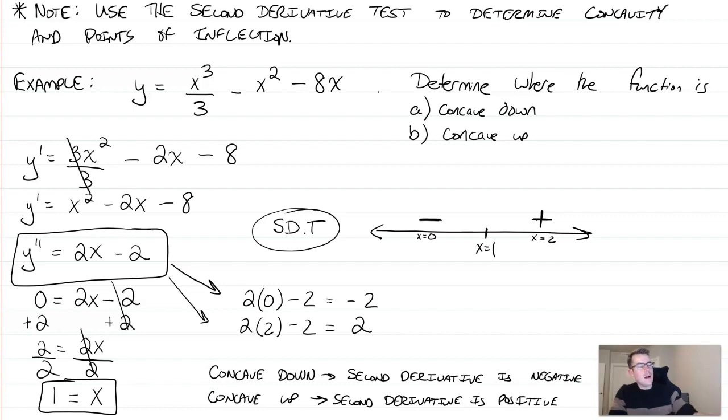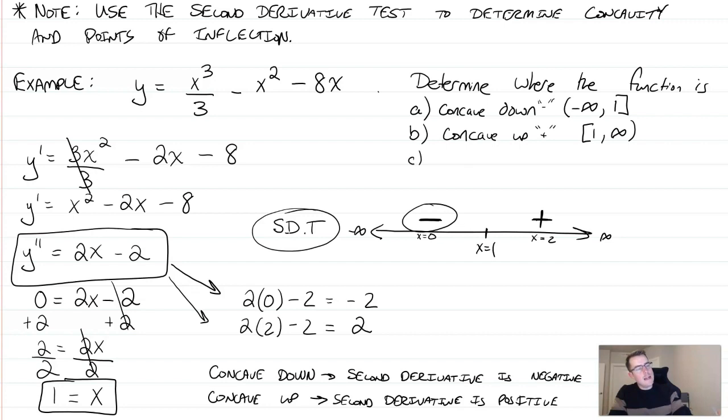So here, our function is going to be concave down where it's negative, which is right here. That goes from negative infinity until 1. And then it's going to be concave up where it's positive. So that's going to be negative, positive. And that happens from 1 until we reach positive infinity on this end.